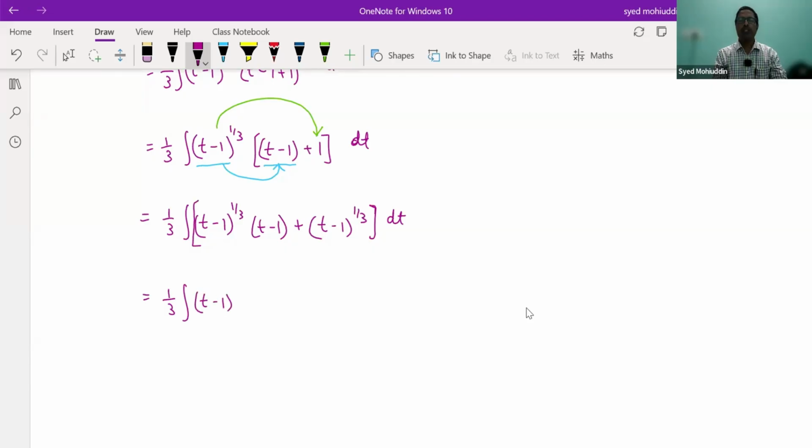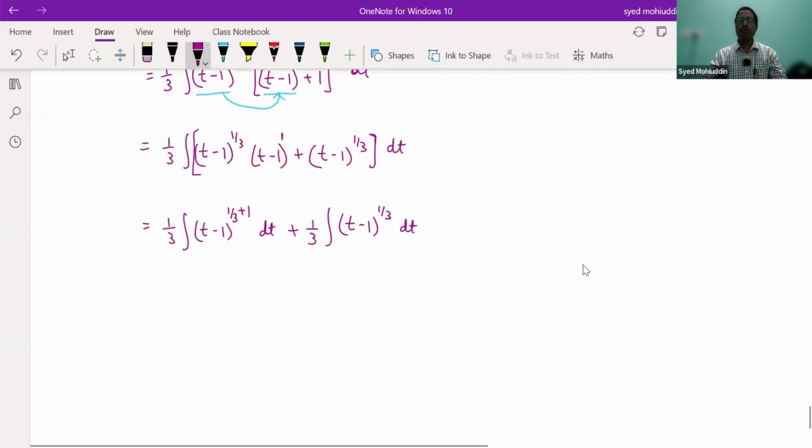This is 1 by 3 and this is power 1. So this becomes (t^(1/3) + 1) dt. I can multiply this dt inside. So 1 integral plus again 1 by 3 for the second term. 1 by 3 is outside. Integral of (t minus 1) whole power of what? Only one term is there, to the power of 1 by 3 into dt.